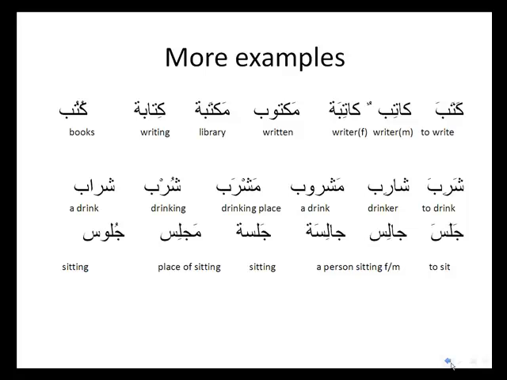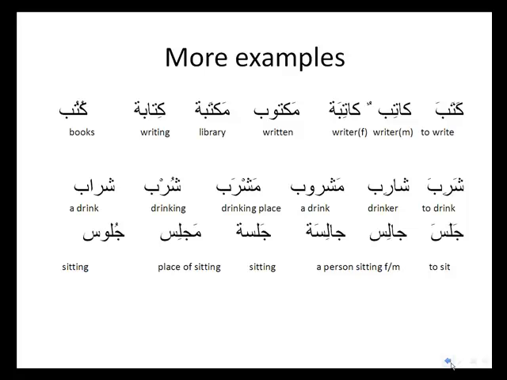From the word kataba, we can make katib, a writer, katiba, female writer, maktub, something written, maktaba, a library or a bookshop, kitaba, the act of writing, kutub, books. From the word shariba, we can find sharib, a person who's drinking, mashroob, a drink, something that is being drunk, mashrab, a place where you can drink, shurb, the act of drinking, shirab, a drink again.